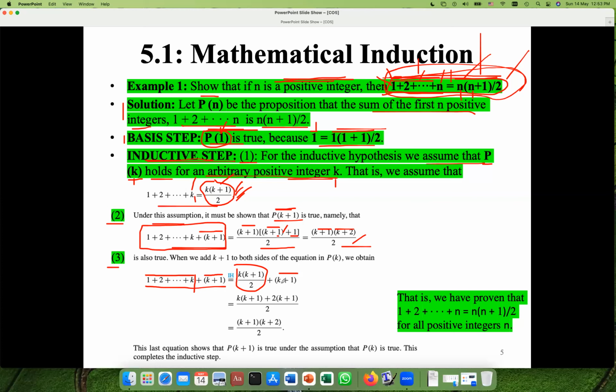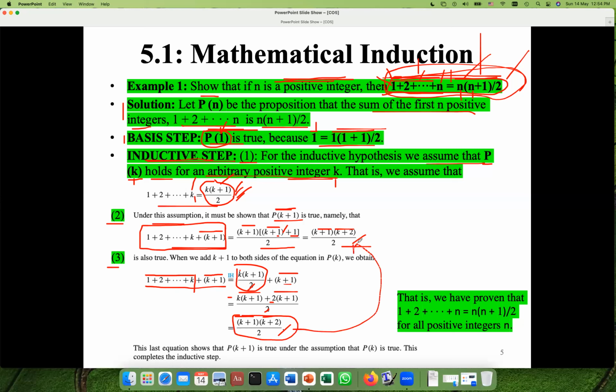Now, after the simplification, take the LCM, whatever the LCM you can take. This would be the same, k into k plus 1, because 2 with this 2 and 2, this would be cross after taking the LCM. And then here, with that one, you have to multiply 2 into k plus 1. And simplify it further. So k plus 1 is common and k plus 2, and that divided by 2. This is what you got.